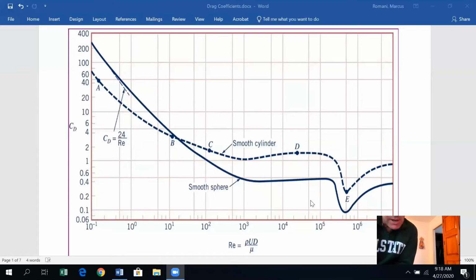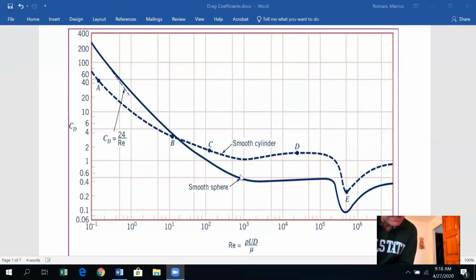It's important to note, actually, that we get a range here where it's very close to 0.5, and that might make some sense. Don't always use 0.5, but it makes some sense that a sphere has some streamline to it, and therefore its coefficient of drag would be less than 1.